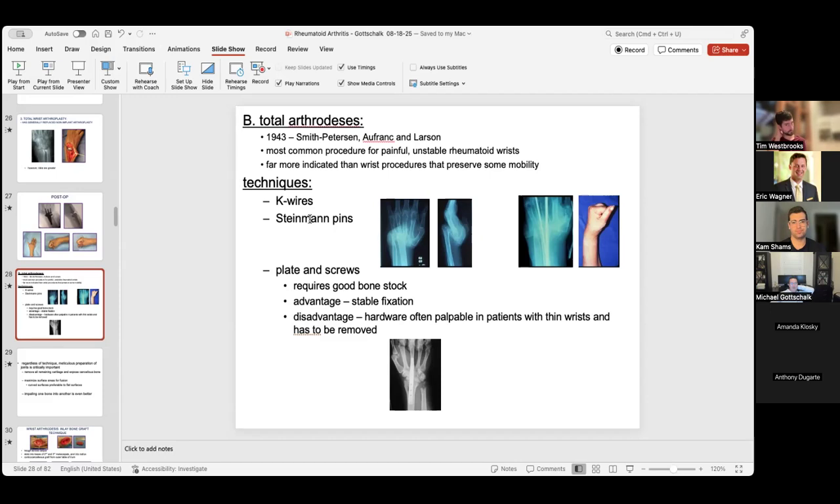Obviously, historically, we've used K-wires. They used to put Steinmann pins down the third metacarpal, and those worked really well. Plates and screws obviously require a little bit better bone stock. It's a little bit more stable fixation to get people moving quicker. The main downside of the plates and screws, besides being more expensive, is slightly larger dissection to some degree. And often the hardware is prominent and can be irritating to either tendons or patients, so it's not uncommon to have to remove them.